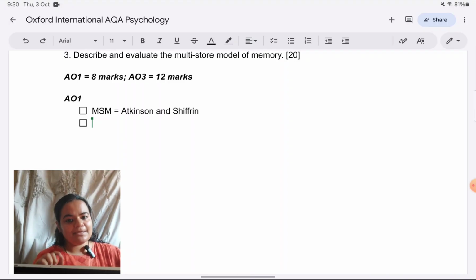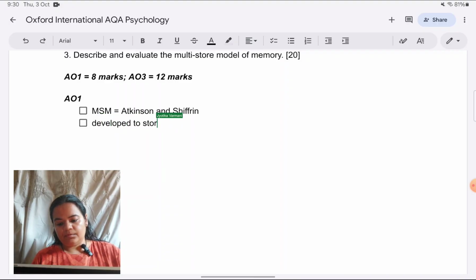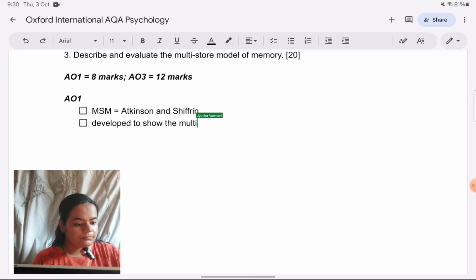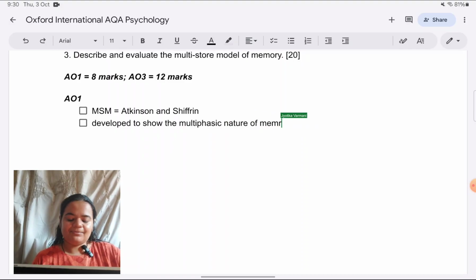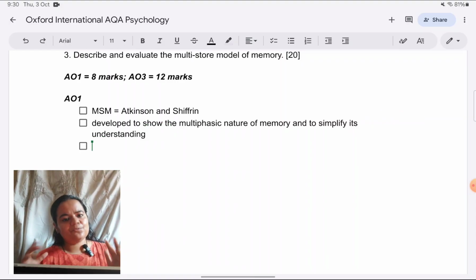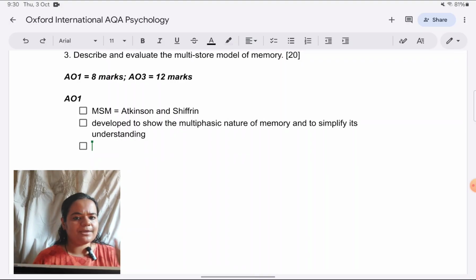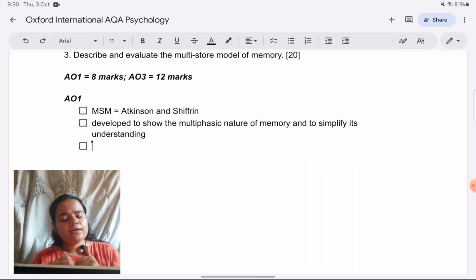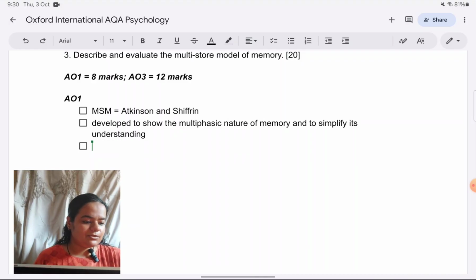So MSM has been developed to show the multiphasic or the multi-storage nature of memory, and to simplify its understanding. Because so many processes are involved in memory, that becomes a whole complex system. So the researchers have just tried to break down and make it easy to understand by showing us what are the individual components and what is the relationship between each of these components. So that is just what I have explained very briefly.